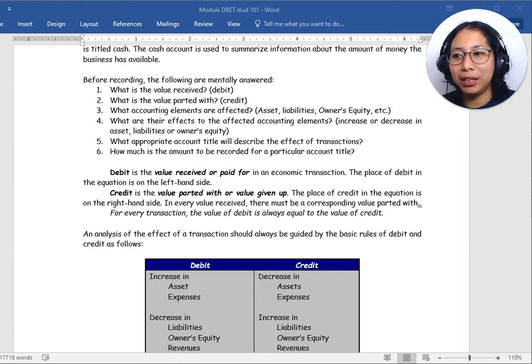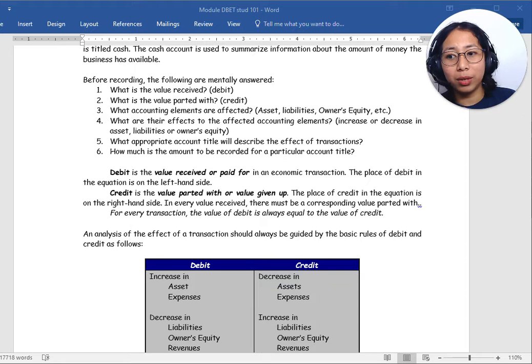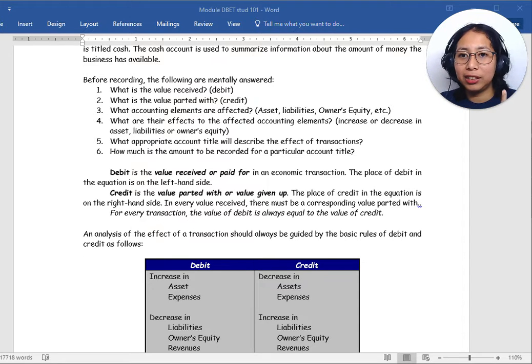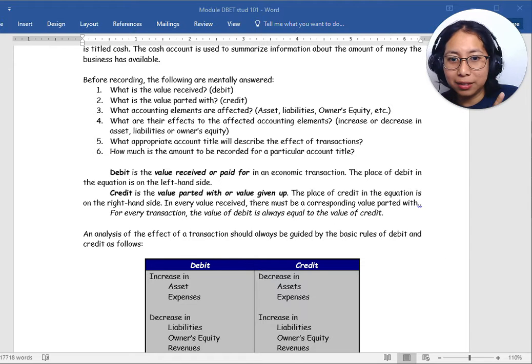Ano naman ang debit at credit? Ang debit ay ito yung value received or binayaran mo, in an economic transaction. Ang debit is always nasa left. Credit is the value parted with or the value given up. Ito is always nasa right side of your recordings.